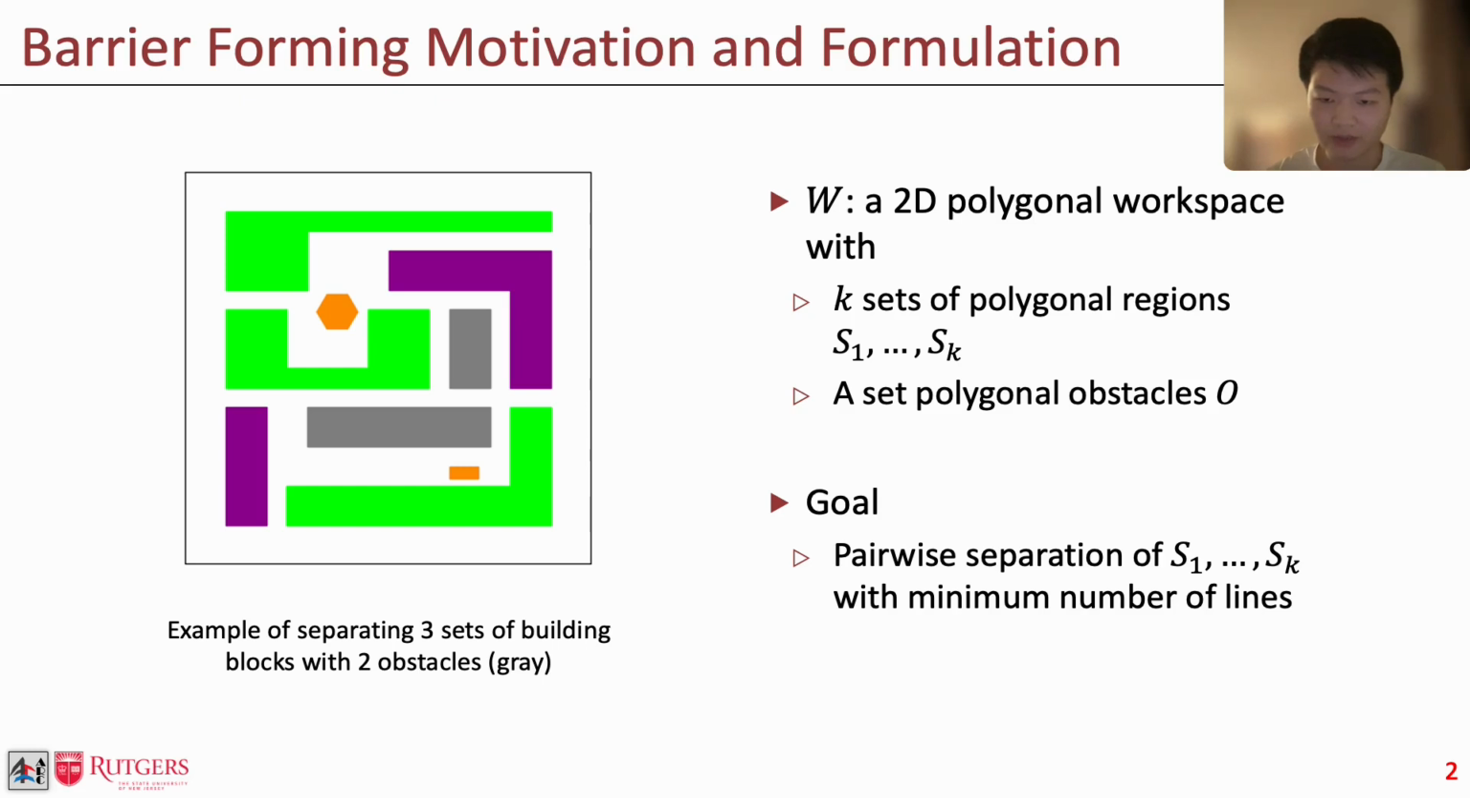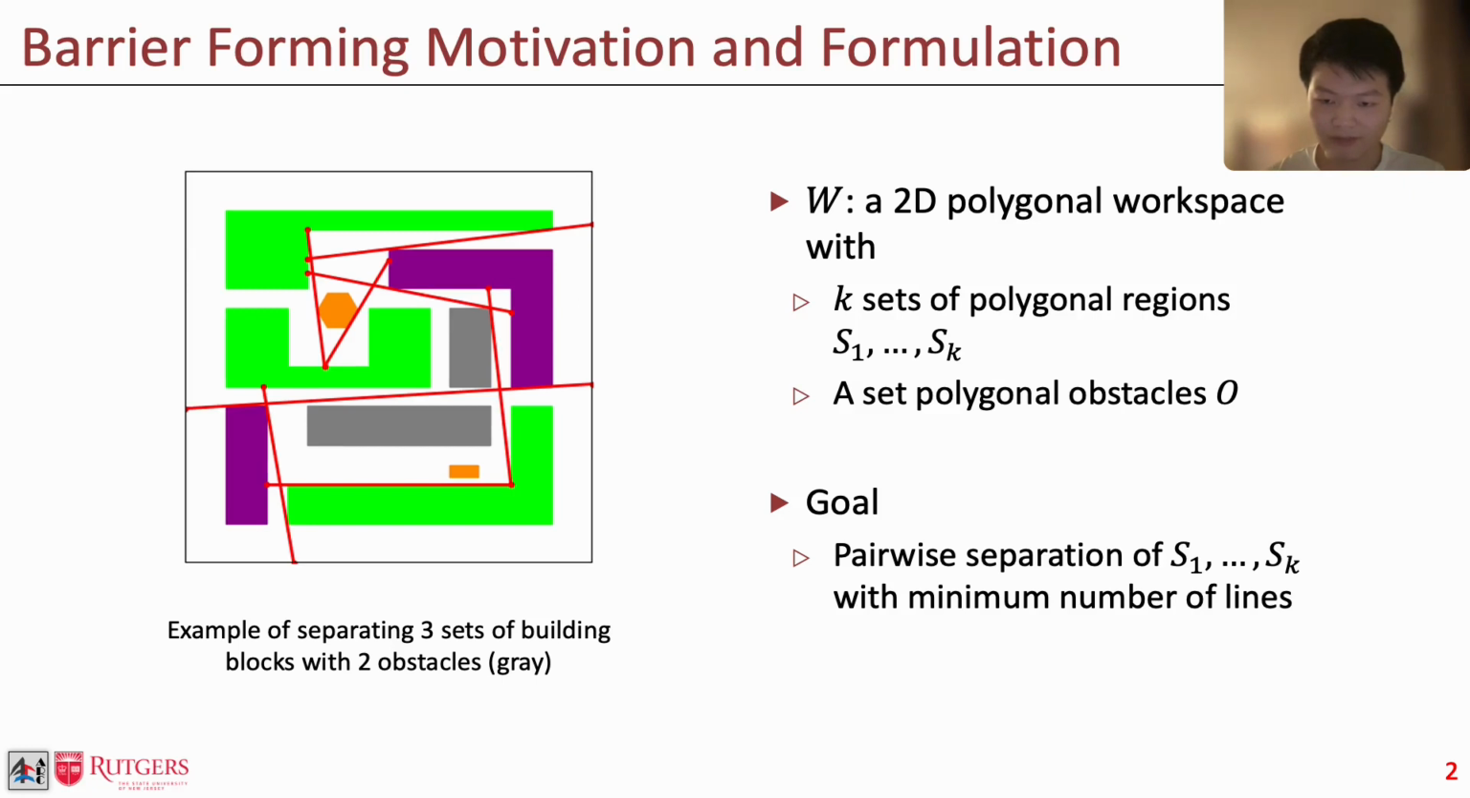A natural question that arises is, what is the minimal number of such barriers, and how to place them? For this particular problem, we may use 8 barrier lines to complete the separation task.